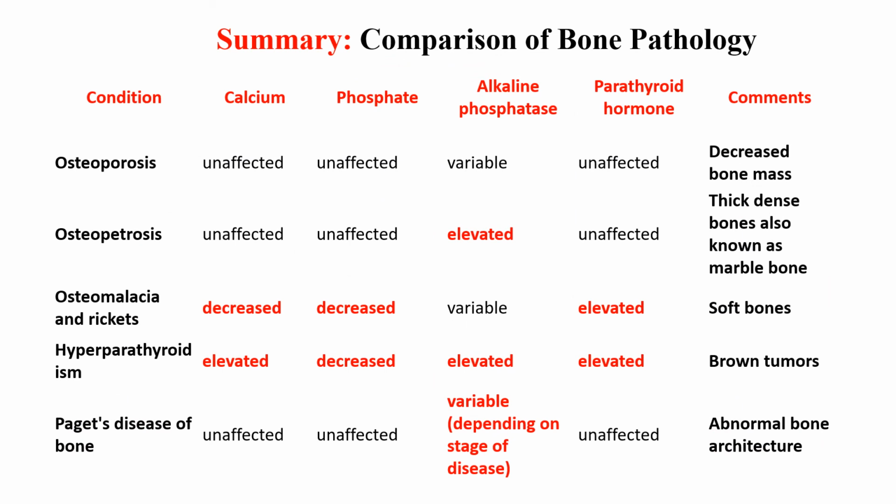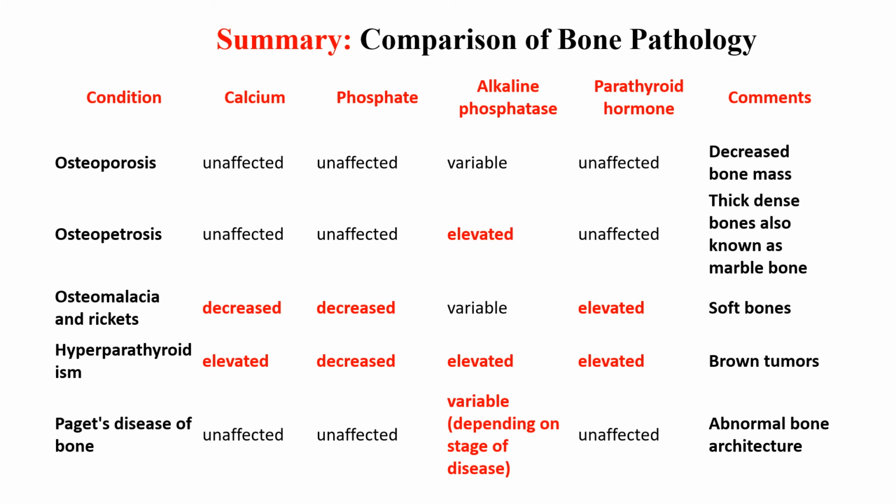This is a summary of various bone disorders, which is showing the comparison of serum calcium, phosphate, alkaline phosphatase, and parathyroid hormone in various conditions. In osteoporosis, the serum calcium and phosphate are unaffected. The alkaline phosphatase is variable, while the parathyroid hormone is unaffected. The disease is characterized by decreased bone mass. Osteopetrosis also shows unaffected calcium and phosphate, but the alkaline phosphatase is increased. Here the parathyroid hormone is also unaffected.